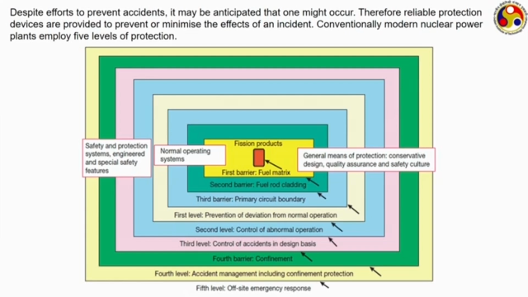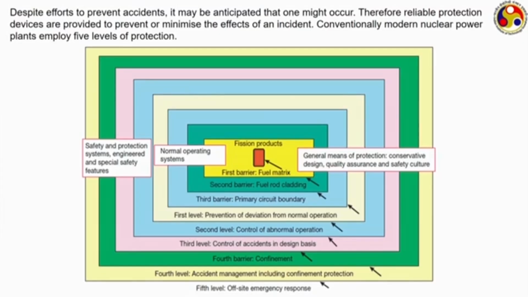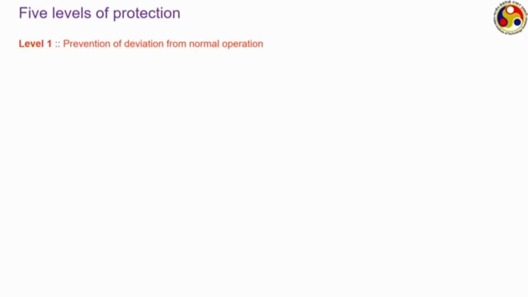And finally, the fifth level refers to a very severe accident, where none of the previous 4 layers are able to take care of it. Then the offsite emergency response system needs to be activated to prevent the spreading of radioactivity far away from the plant, preferably limiting it within the plant itself. So, we conventionally have 5 layers of protection in defense in depth. The first layer of protection refers to prevention of deviation from normal operation.